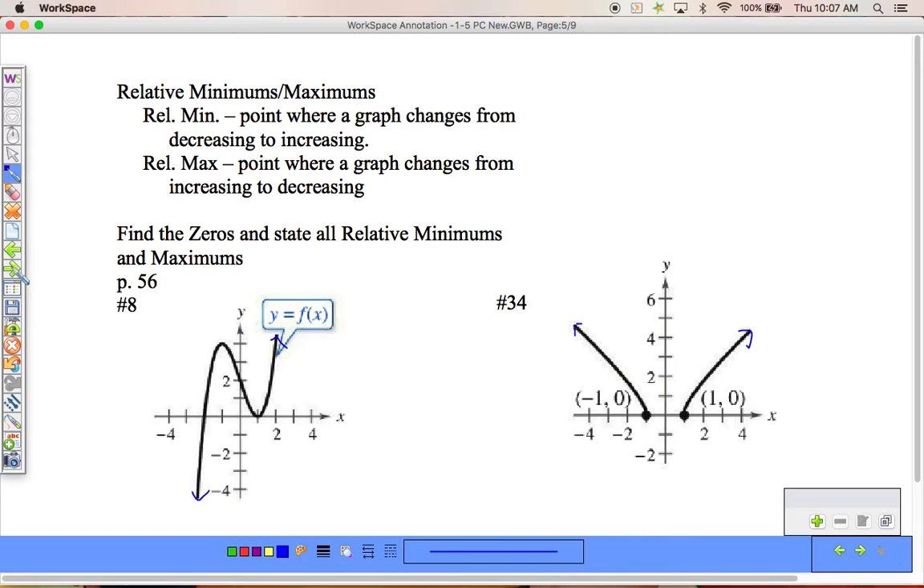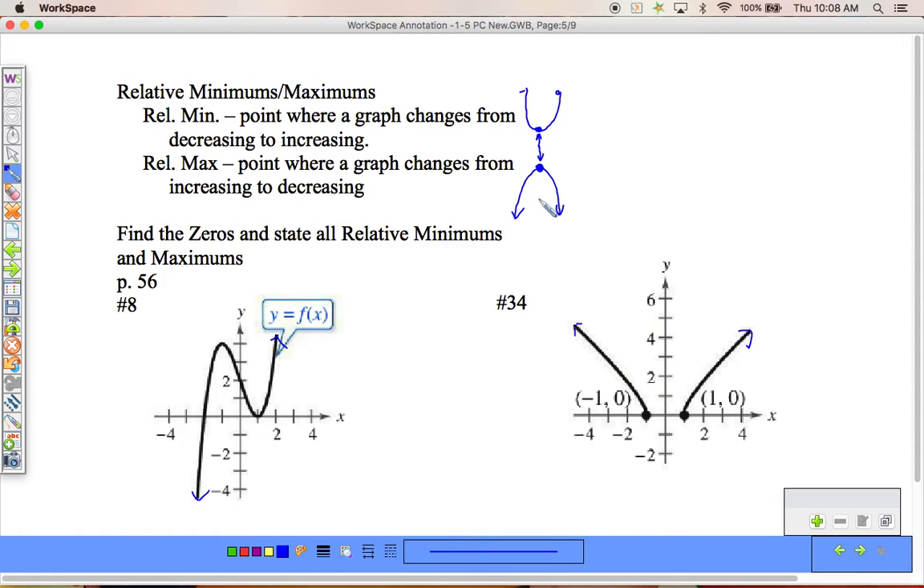All right, last part. I'm pretty sure it's the end. We're going to talk about relative mins and maxes. A relative minimum is the point where your graph changes from decreasing to increasing. So my graph's going to be going down, down, down, down, down. It's going to hit a specific point, and then change directions and start going up and increasing. That's a relative min. It's a bottom point. A relative max is where my graph increases, hits a point, and starts decreasing. Min is going to go down, then back up. These are your mins and maxes.